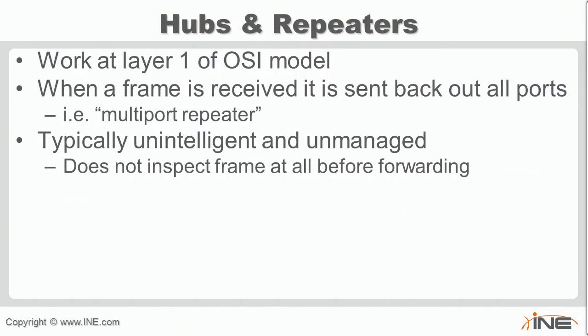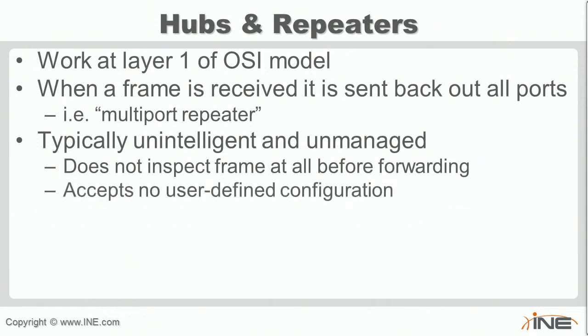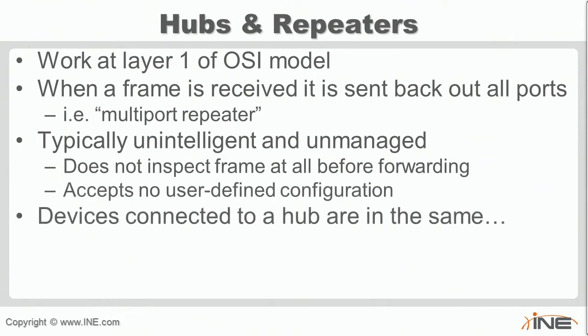The main disadvantage of this in terms of Ethernet networks is that it doesn't make a decision on how it's going to send the traffic. Just for every type of traffic that's coming in, it's just going out in all the other directions. What this means is that devices connected to a hub are in what's known as the same collision domain.